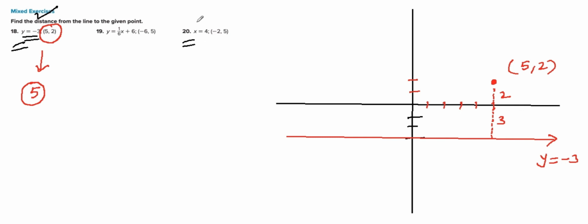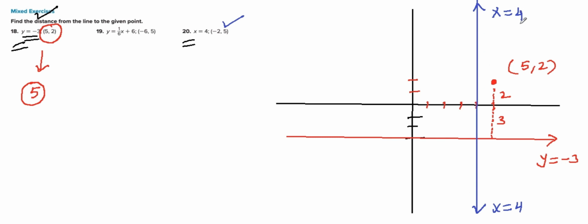So where is question number 20? x is equal to 4. Which line is x is equal to 4? So I will draw the line x is equal to 4, because it is passing through 4. Then the point is given, minus 2 and 5. Where will minus 2 and 5 be? Minus 2, minus 1, minus 2, and 5 will be up. 1, 2, 3, 4, 5. So this point is minus 2 and 5.